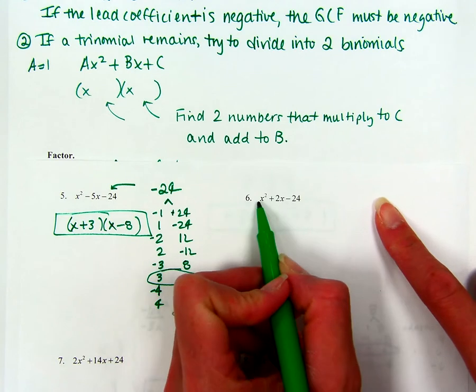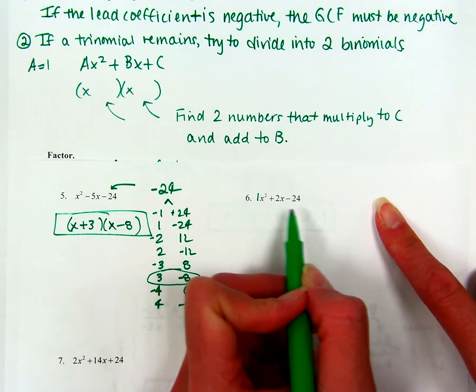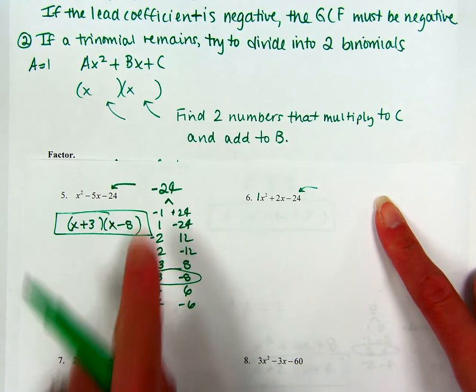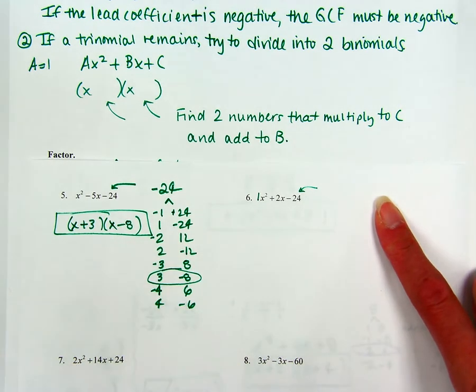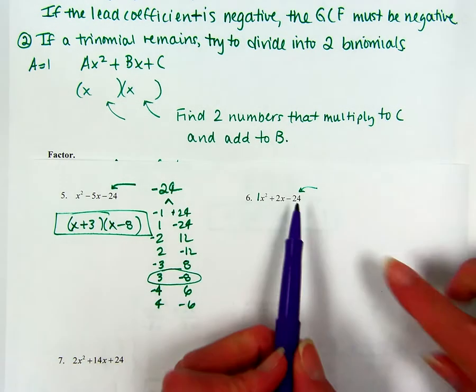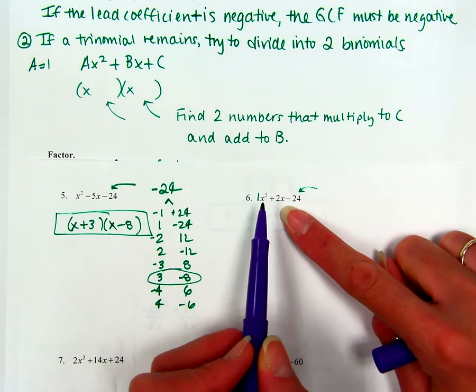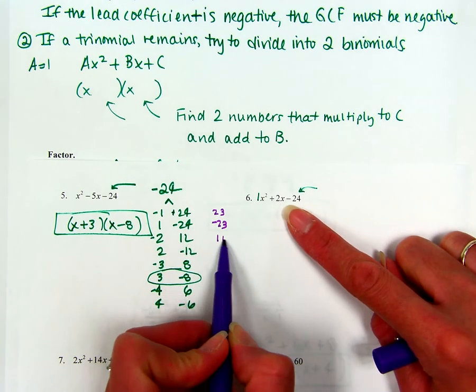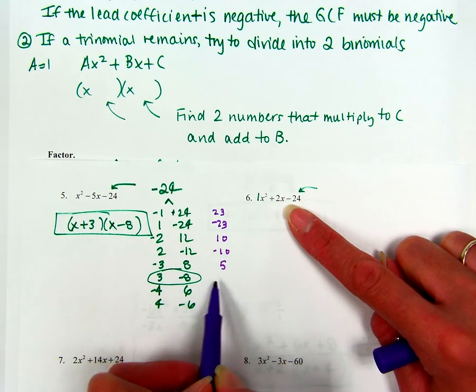All right, number 6. Same concept. There's no GCF because there's just a 1 right here, so I can't divide it by anything. I need to multiply to negative 24. Well, I have this same list. I just made it, so I don't need to rewrite it. This time I need something to add to positive 2. Right? We said this adds to 23, negative 23, 10, negative 10, 5, negative 5.